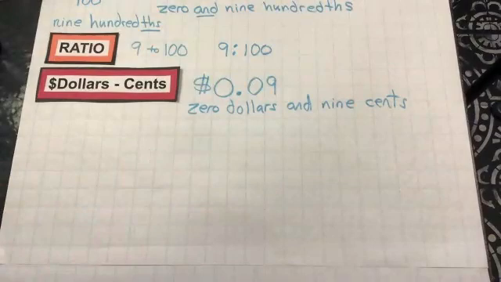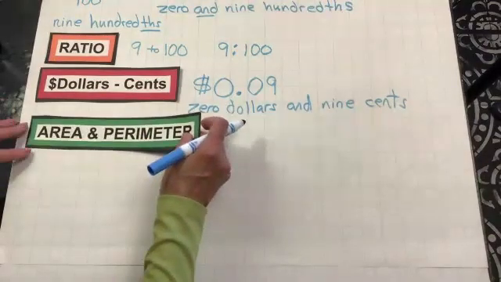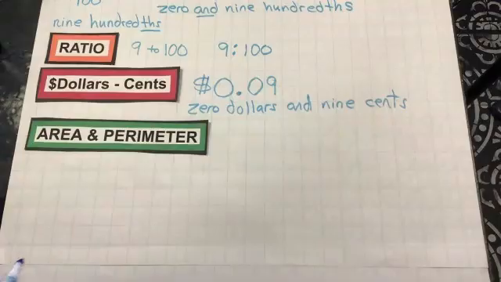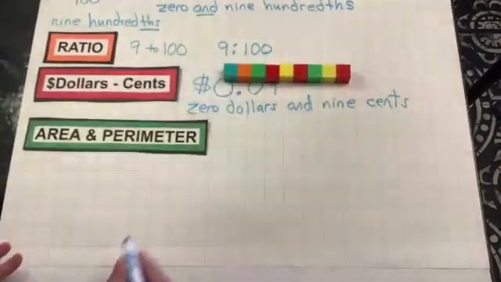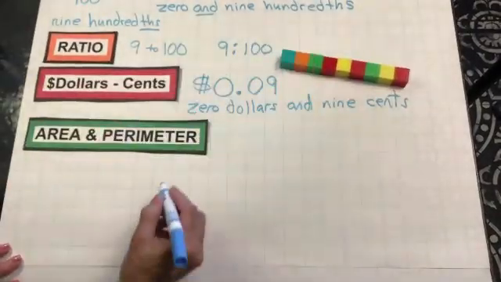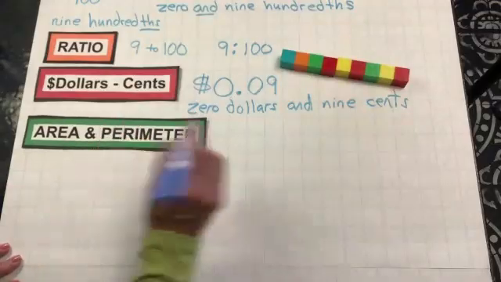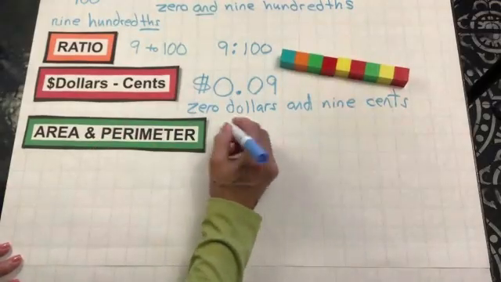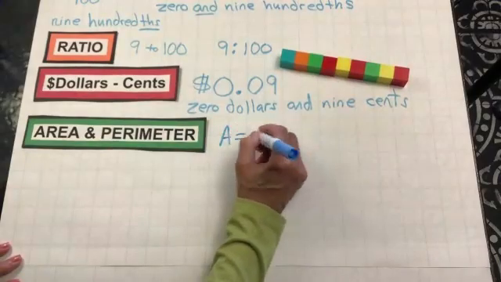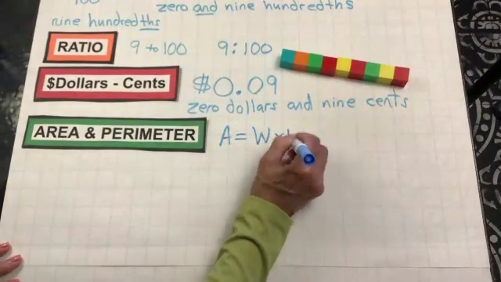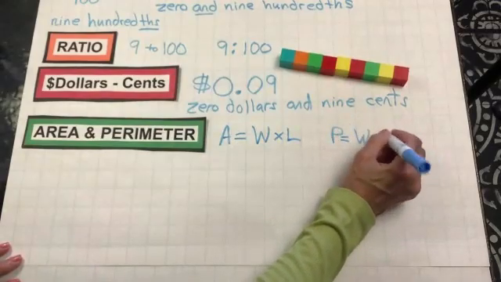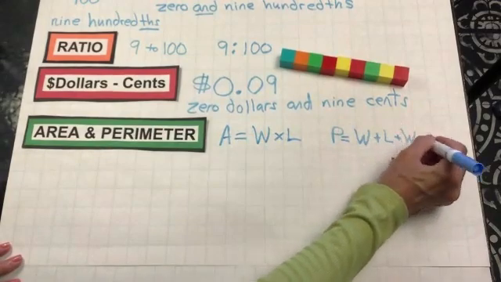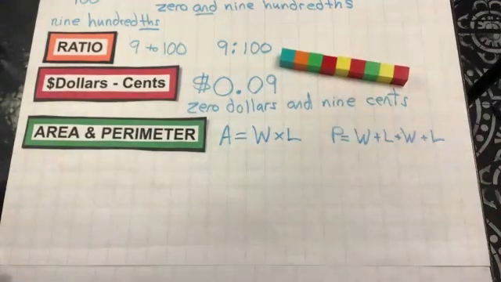All right. So now we're going to come down here to area and perimeter. So we're talking about 9. So here is a 9 squares. Let's go ahead and write 9 or draw 9 squares. But before we do that, let's remind ourselves area equals width times length. Perimeter equals width plus length plus width plus length. All right. So let's go on.